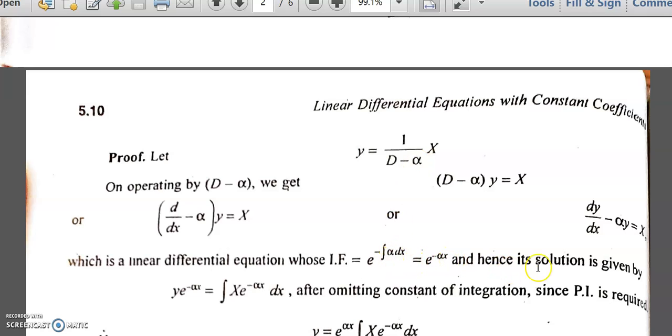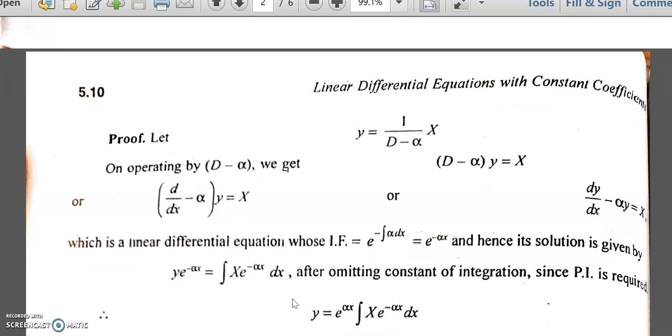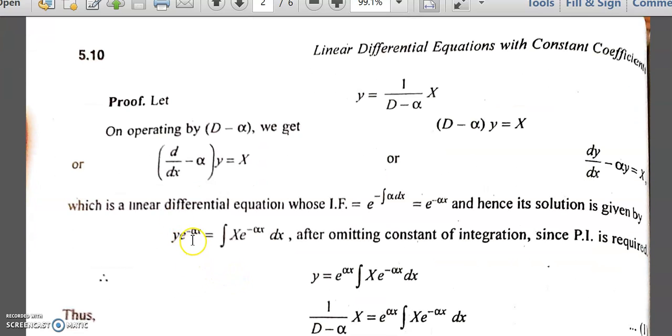Hence its solution is given by y into the integrating factor equal to the integration of the right hand side, that means x into the integrating factor dx. So y e to the power minus alpha x equals the integration of x e to the power minus alpha x dx. Now if you take this e to the power minus alpha x to the right hand side, what we get? y equals e to the power alpha x times the integration of x e to the power minus alpha x dx.